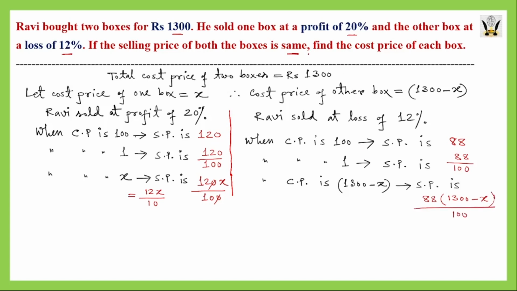Now as per the problem statement, the information that was given is that the selling price of both the boxes is the same. That means here we can say that 120X divided by 100, the selling price of the first box, will be equal to 88 multiplied by 1300 minus X divided by 100, the selling price of the second box. Now we have to simplify further, and then we have to find the value of X.